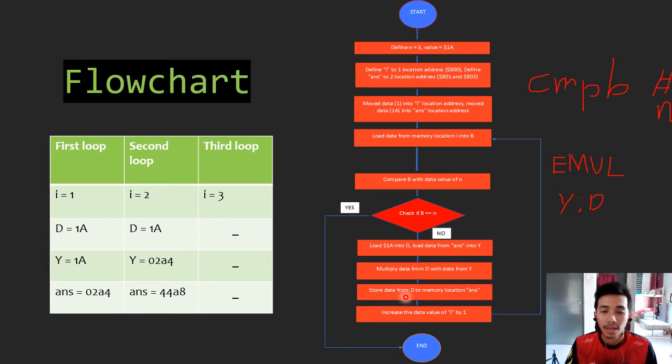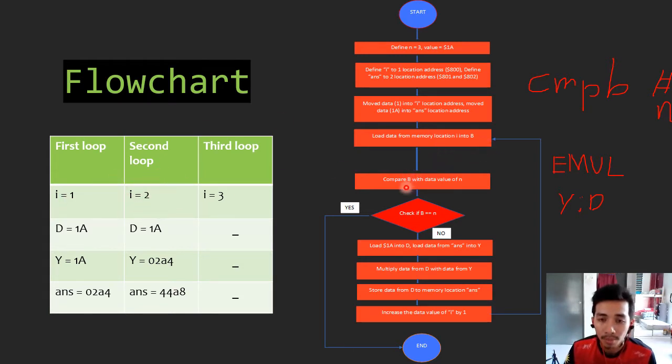And then it increases the data value of I by 1, so the new data of I will be 2. For the second loop, it goes back again to this line. So it will load data from memory location I into B, which is the new data of I, 2, into B.